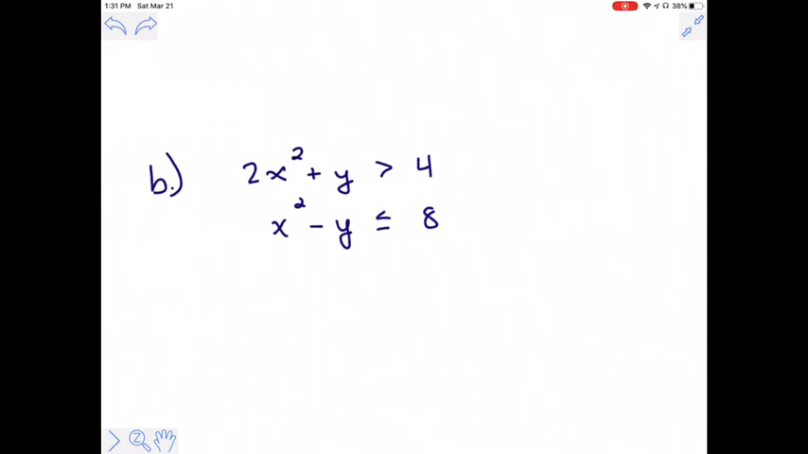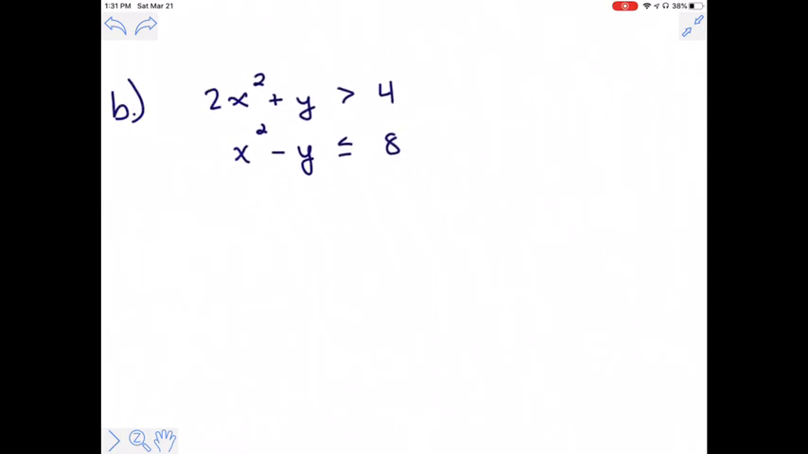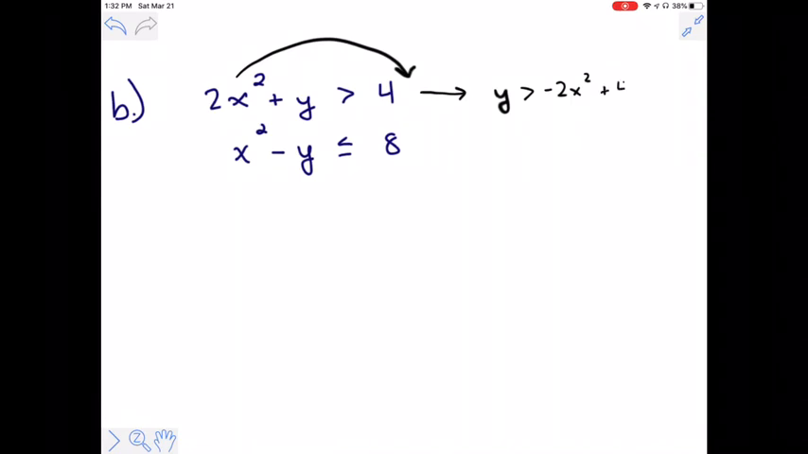Okay, another one. These are both going to be quadratic inequalities. They're both parabolas. They're not really set up in a form right now that's very nice for graphing. So what I'm going to do is rewrite these and move the quadratic term over to the right. So if I did that, I'd have y is greater than negative 2x squared plus 4.